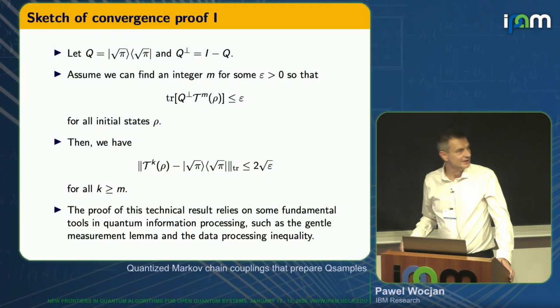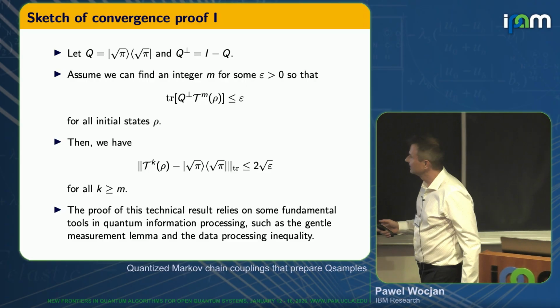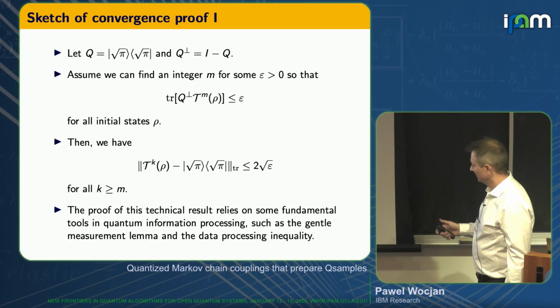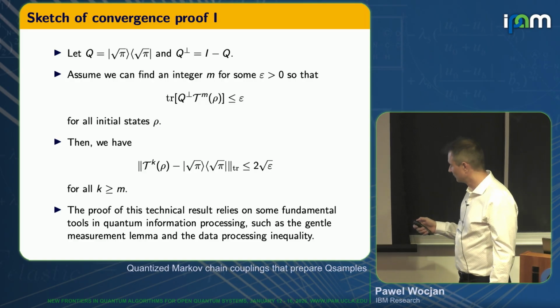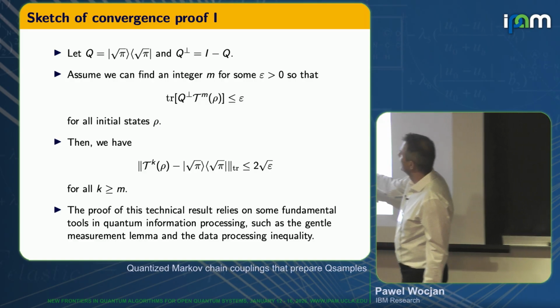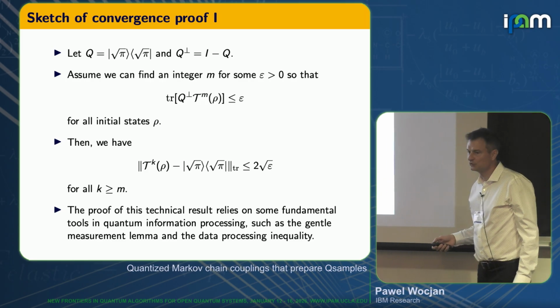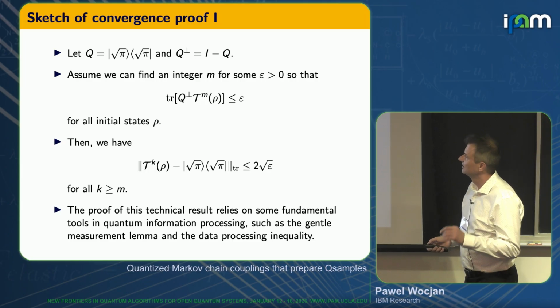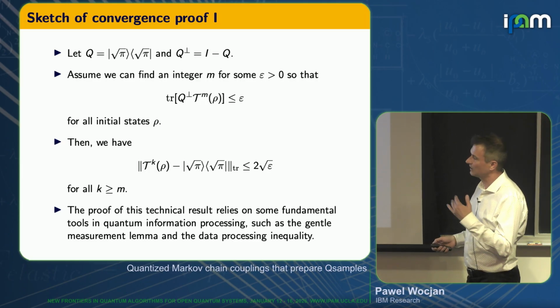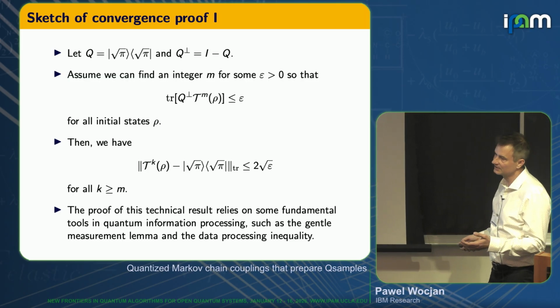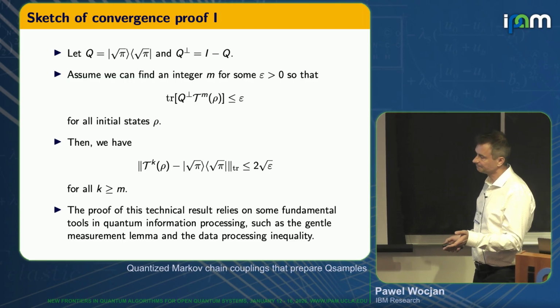Okay, and hopefully I can explain a little bit of the idea of how we prove convergence. Let's say the task is to prepare the Qsample, which could be any pure state. How can you check if you did a good job of preparing this desired state?